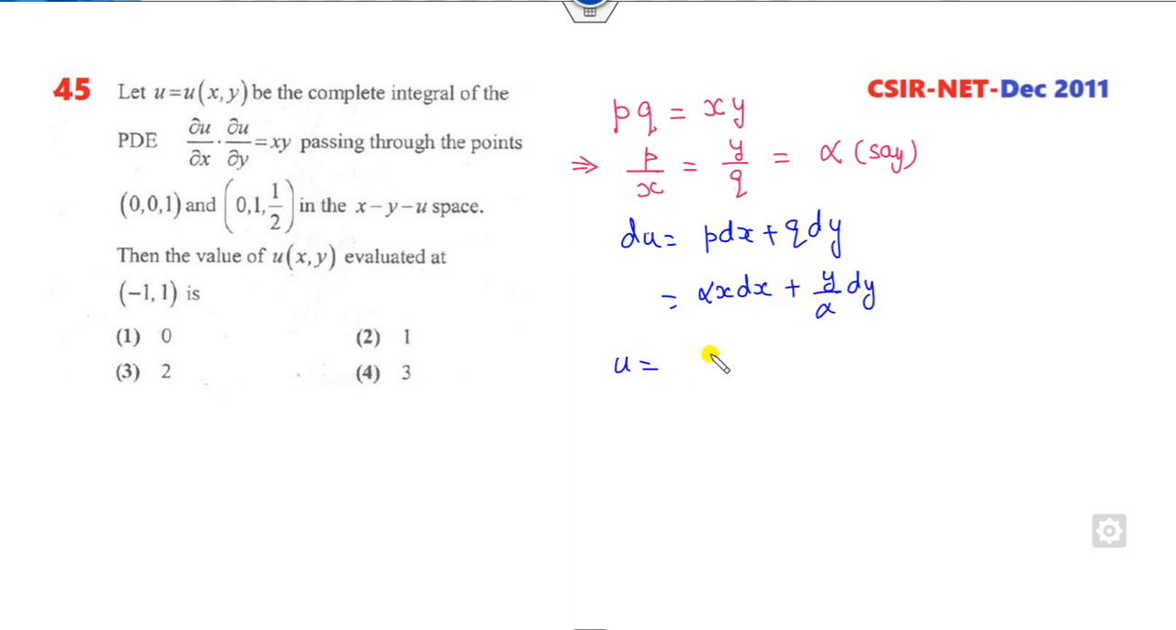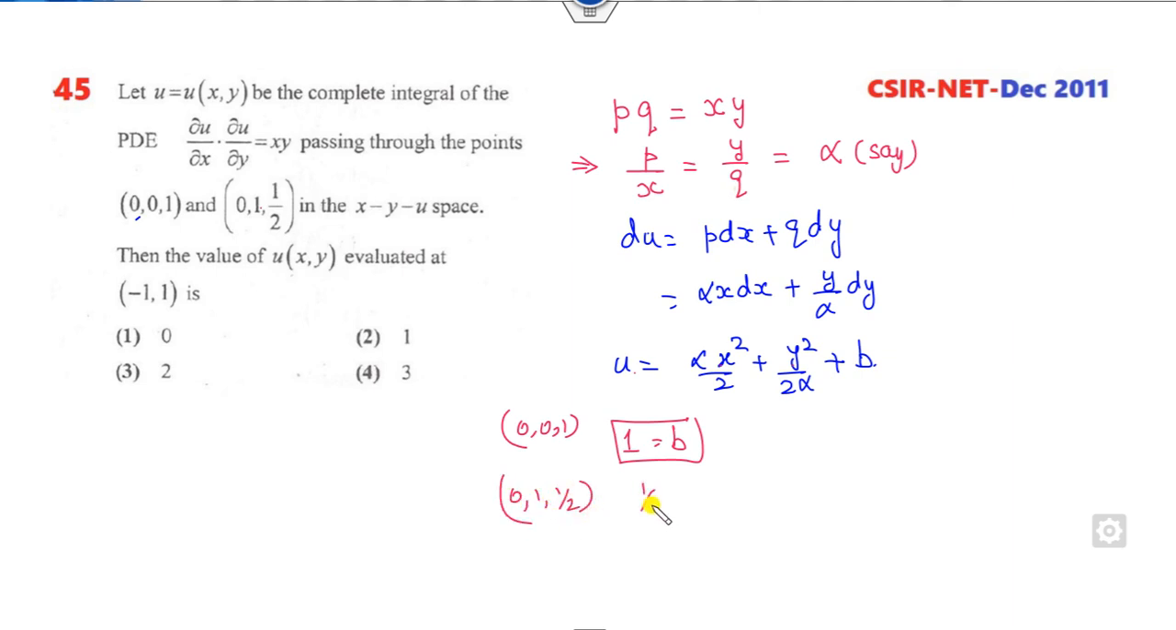Now you can integrate them. It is alpha x square by 2, integrate y, plus a constant. Now it passes through 0, 0, 1. What is the meaning of that? y is 1, x is 0, y is 0, so b is equal to 1. It passes through 0, 1 and half. So what is that? u is half, x is 0, y is this, b is my 1. So this is nothing but my minus half is half alpha. So alpha is my minus 1.